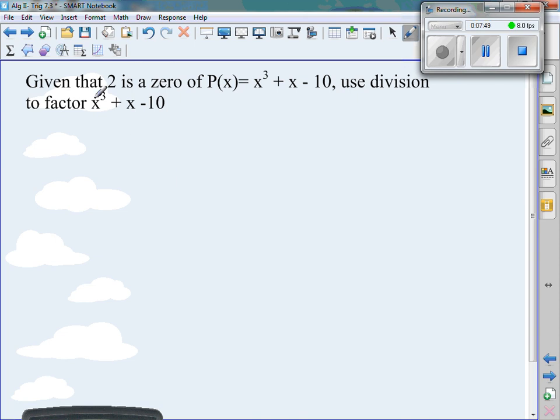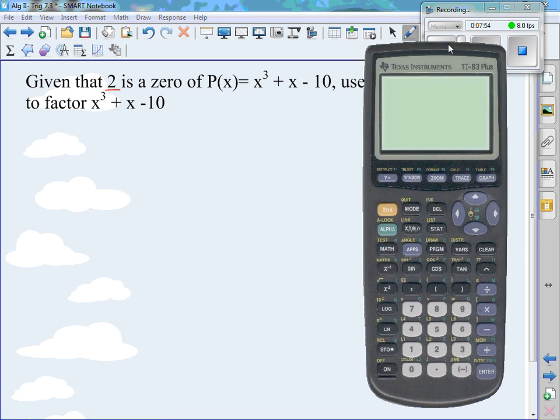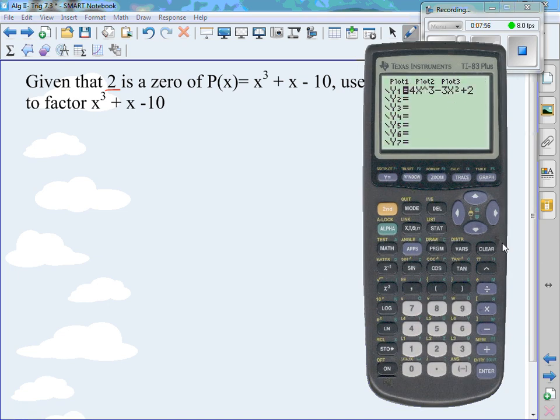There are 2 ways I can do this. I know that 2 is a 0. If I typed in my equation, I know I have a 0 right here.